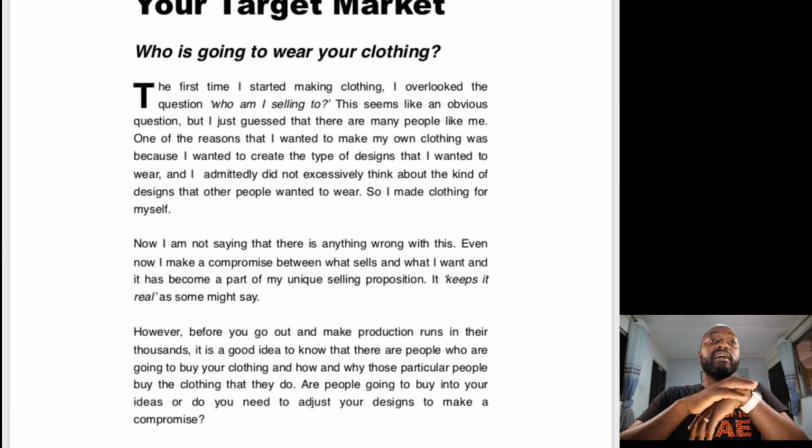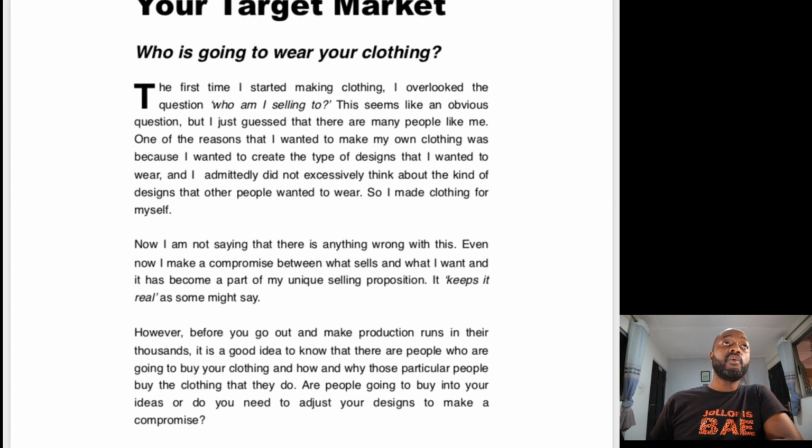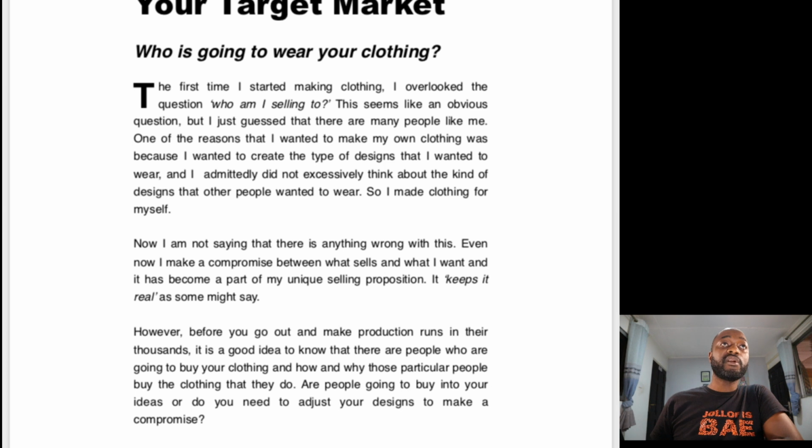So who am I selling to? You need to address that question of who you're selling to, and you need to identify your market. Who's your market area? Who's gonna buy this stuff? Who's gonna buy the clothing or the bags or the stuff you're selling? So you really need to start thinking about all that kind of stuff.